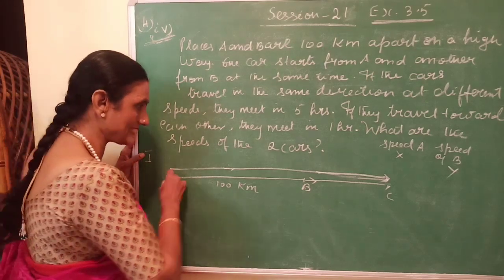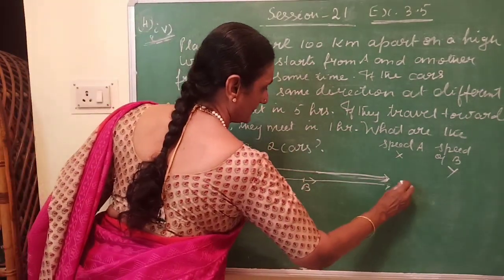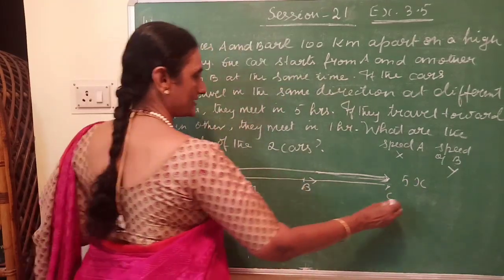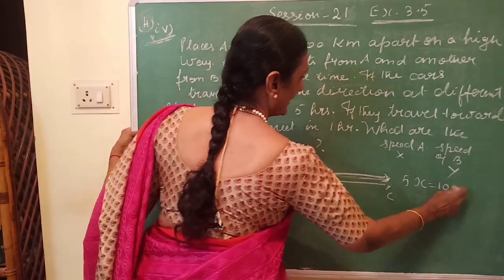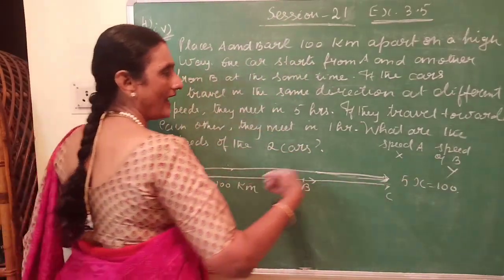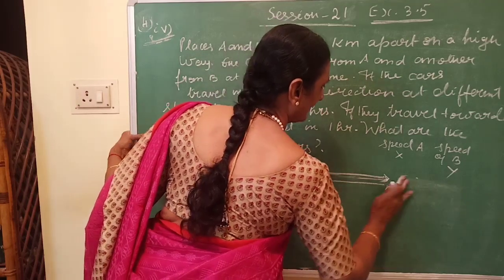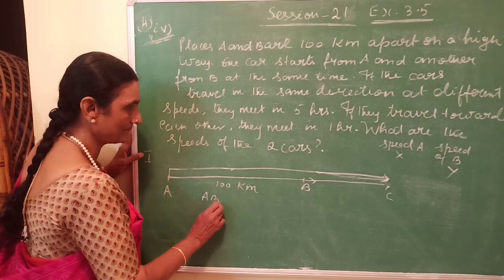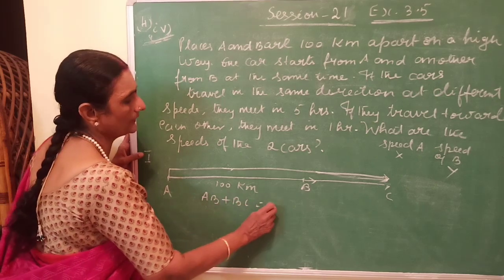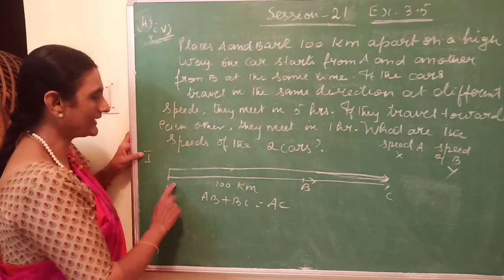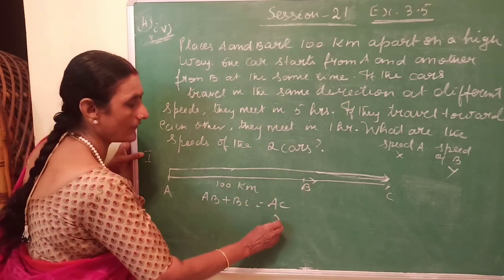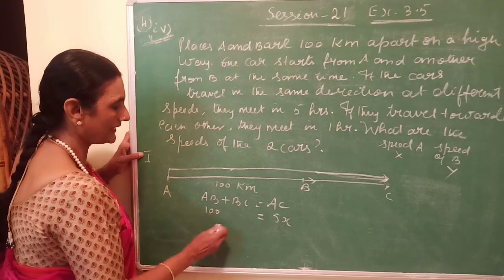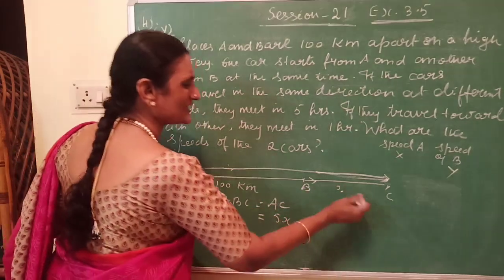That is AC, 5x. The equation you will get is like this: 5x is equal to 100, because AB's distance is 100 and then BC's distance. Or I can even write it like this: AB plus BC is equal to AC. Now what is AC? AC is 5x. And AB is 100. What is BC? What is this distance, you tell me?